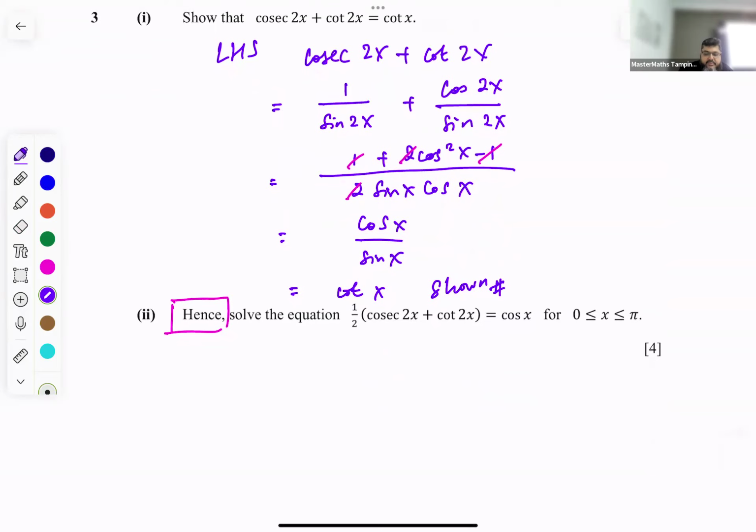Now hence solve this equation. That means you have to use part A. Emma, anything you're stuck on or what? Let me know. So only for cosine 2x, there are three things. It can be 2 cos square x minus 1 or 1 minus 2 sine square x or cos square x minus sine square x. You can choose whichever you want to make your life easy to solve the problem. In this case, I've chosen 2 cos square x minus 1, because I know that the 1 and the 1 can cancel off.